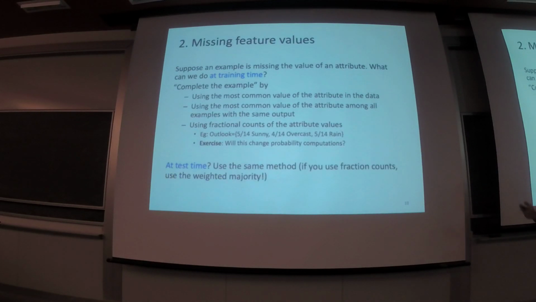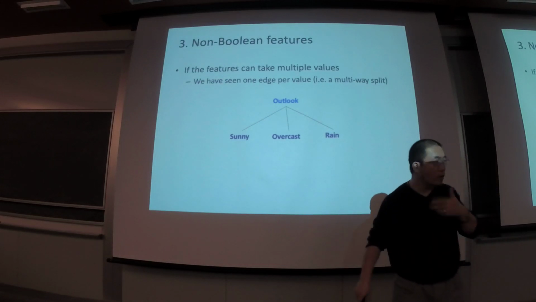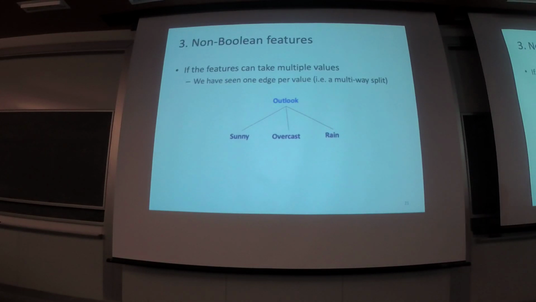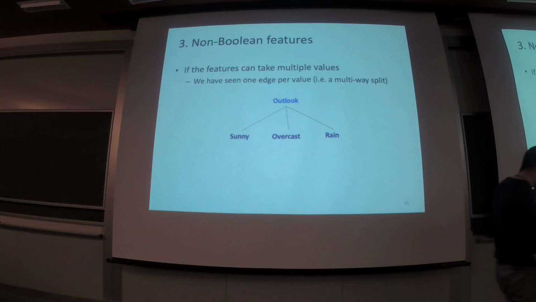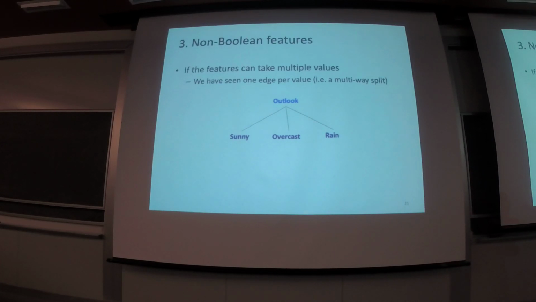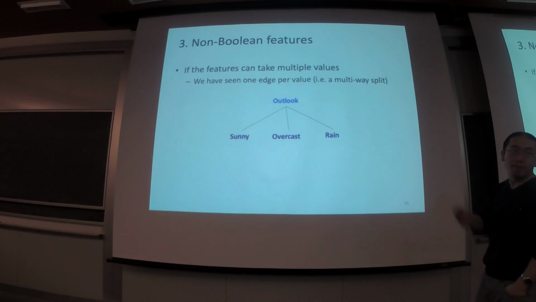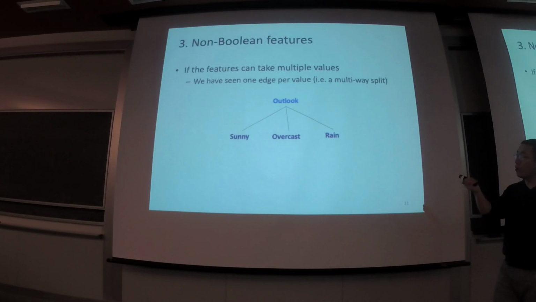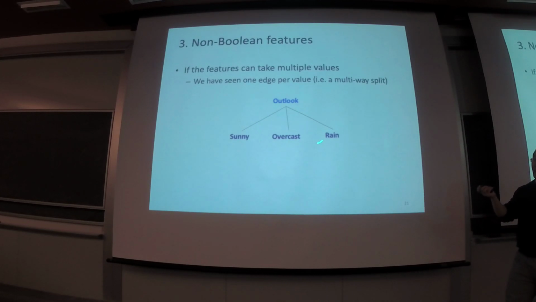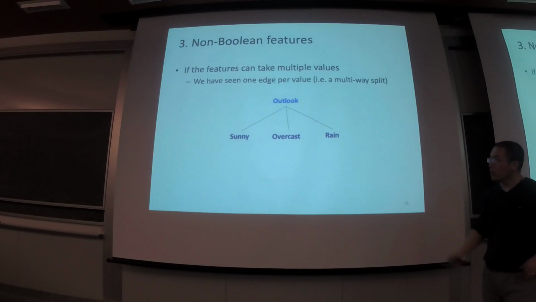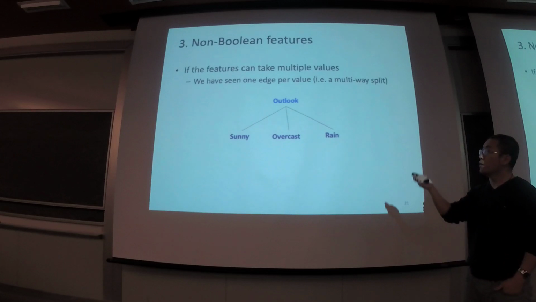Okay. So the third topic is dealing with non-Boolean features. We discussed it a little bit in the previous lecture. Now let's first consider categorical features. In our previous case, we have a categorical feature like outlook, which can take three distinct values: sunny, overcast, and rain. So during the tree construction, we create three branches for this feature.